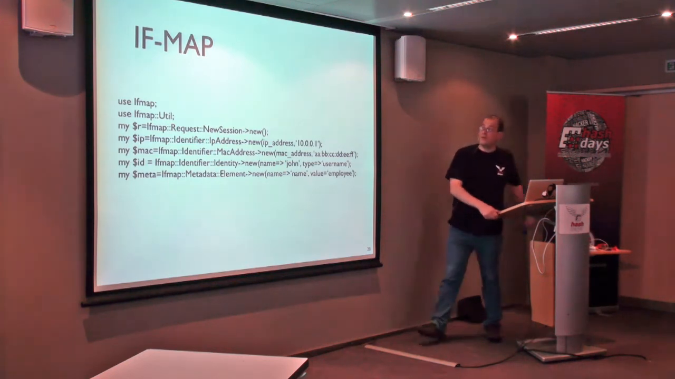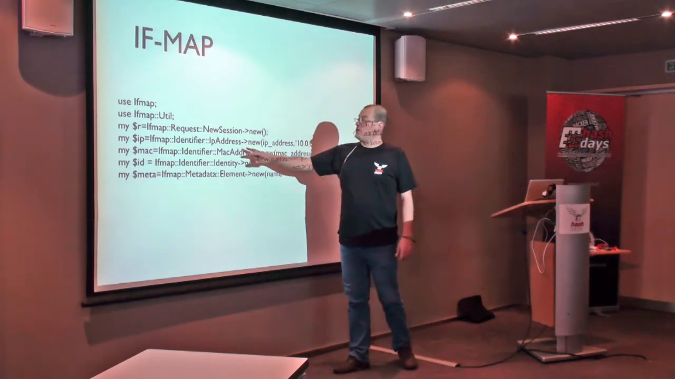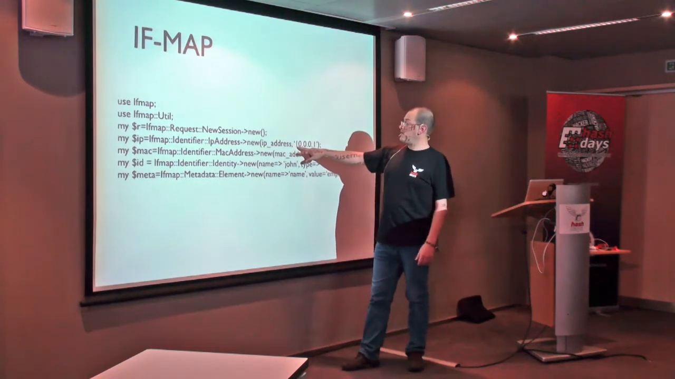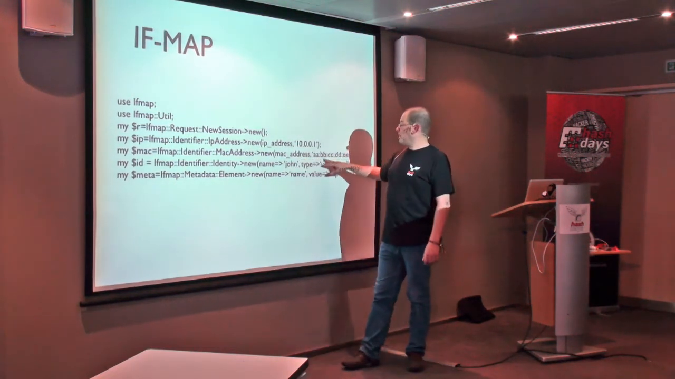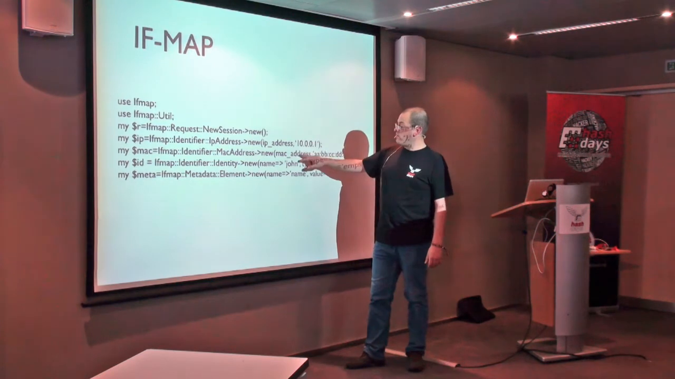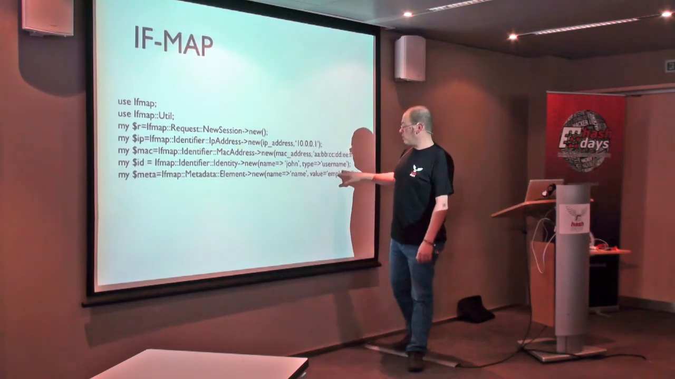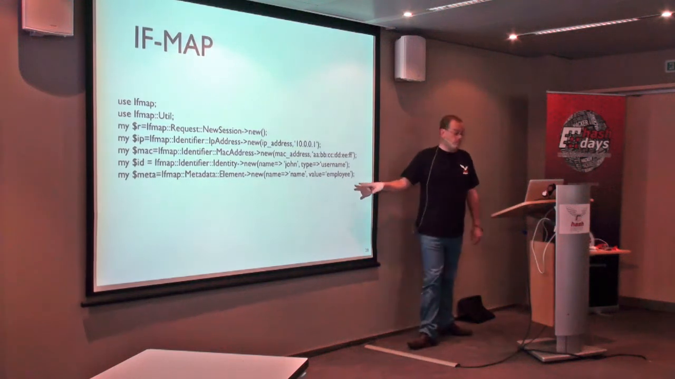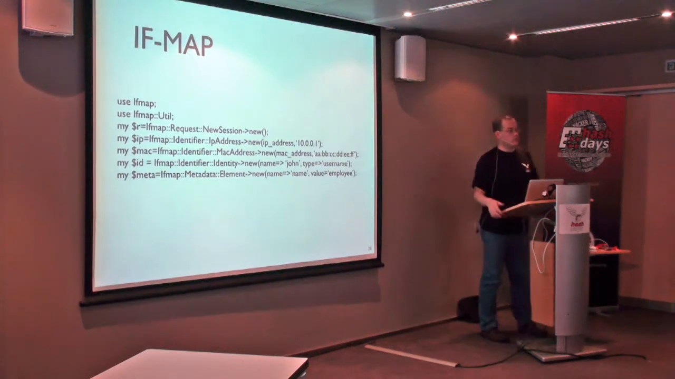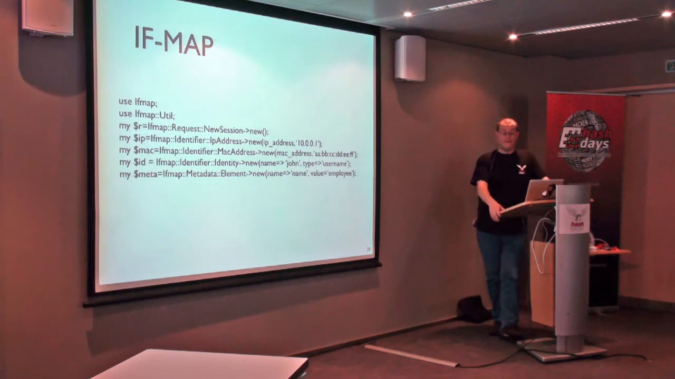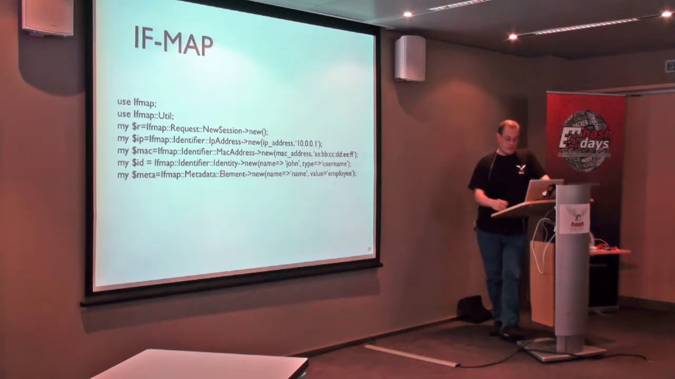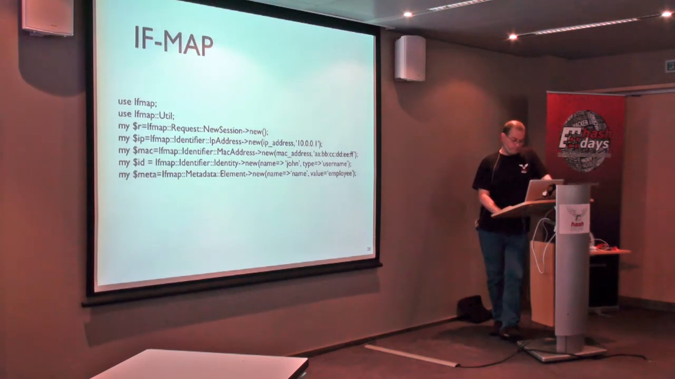So we start an IF-MAP session, and we say, okay, we have an IP address. This IP address, it's this MAC address. With this MAC address and this IP address, the device belongs to John, and John belongs to the group employee. And based on this, we can, again, generate rules, alerts, and take actions if we see a specific activity coming from John.